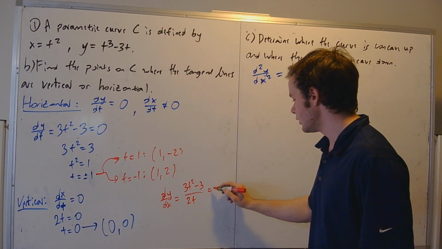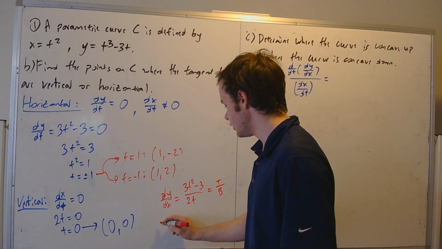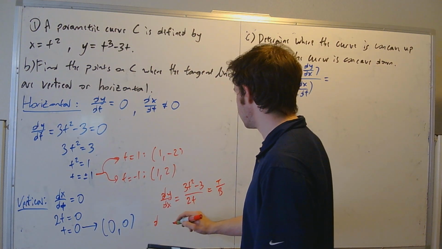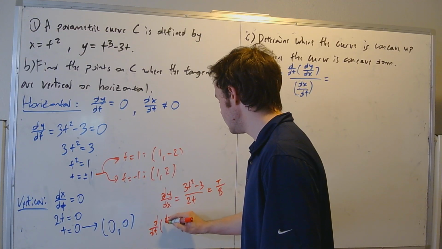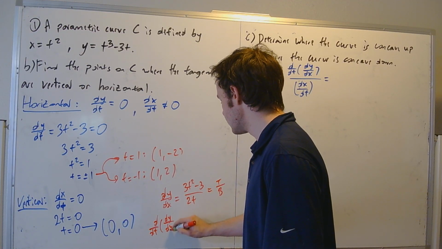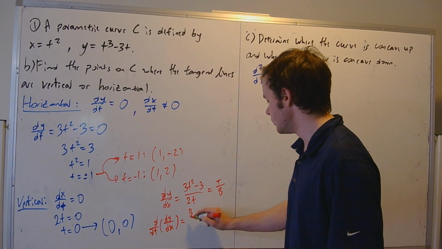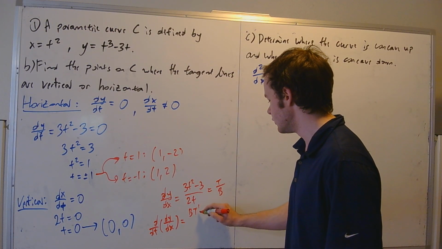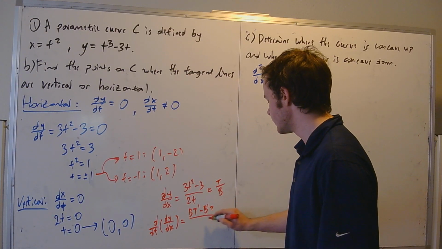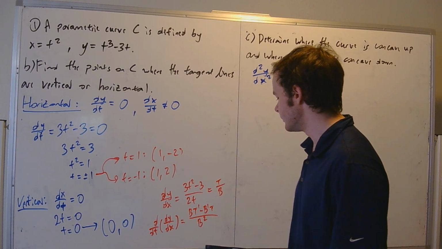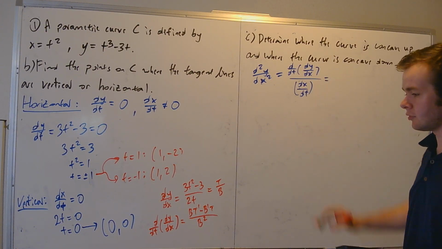So if this is top function over bottom function, then the derivative of dy by dx with respect to t, using the quotient rule, is going to be the bottom function times the derivative of the top function minus the derivative of the bottom times the top over the bottom function squared. That was our formula for quotient rule. Now we just use that up here.